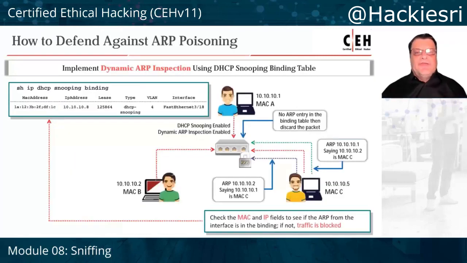How to defend against ARP poisoning. Implement dynamic ARP inspection using the DHCP snooping binding table. Here again, we have a somewhat detailed diagram showing how this takes place. One thing to note, if you look at the excerpt in the very bottom right, check the MAC and IP fields to see if the ARP from the interface is in the binding. If not, traffic is in fact blocked.